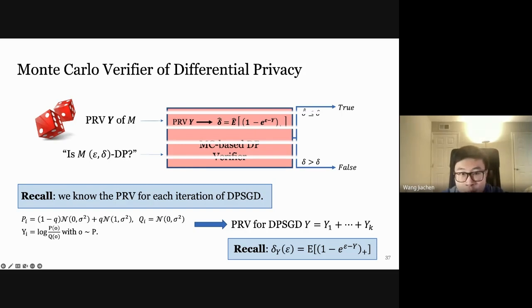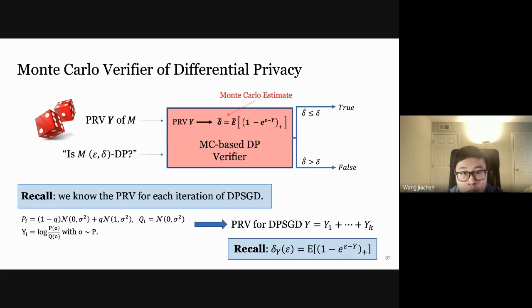So we first sample from the privacy loss variable and compute a Monte Carlo estimate for the delta, which we write as delta hat here, and then compare it with the proposed delta. To conveniently control the false positive and false negative, we also introduce this offset parameter, the big delta. The Monte Carlo verifier will return true if the MC estimate, this delta hat, is smaller than the proposed delta minus this offset, this big delta, and return false otherwise.